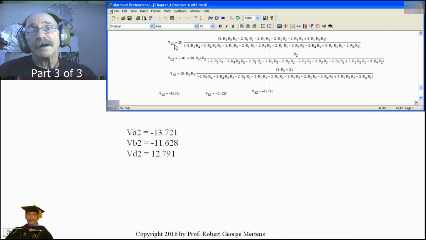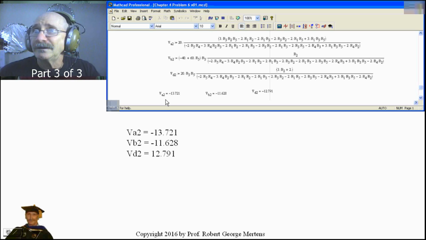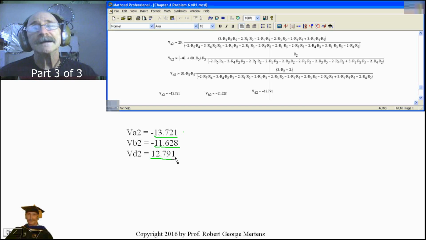Here's VA2. Now notice I've gone not VA1 anymore, it's VA2 because this is the second half of our problem. Here's VA2, VB2, VD2, and we get values for these. VA2 is minus 13.721, VB2 minus 11.628, VD2 is 12.791.